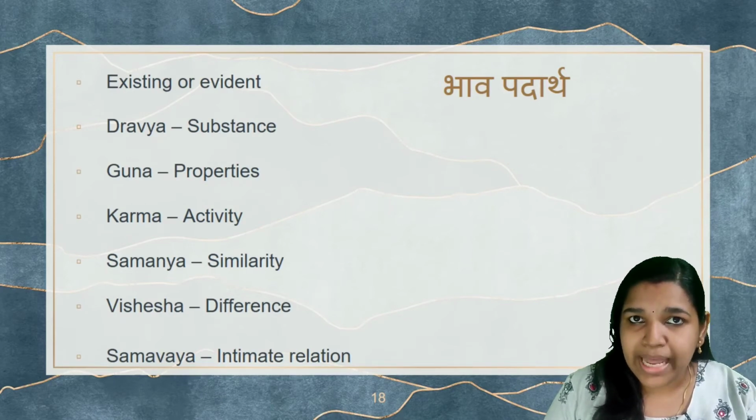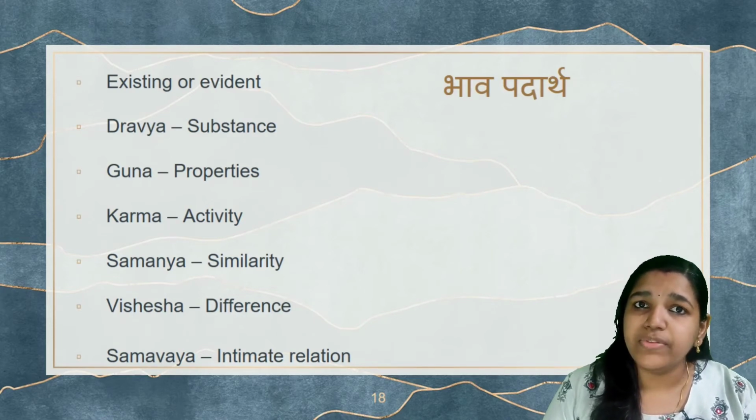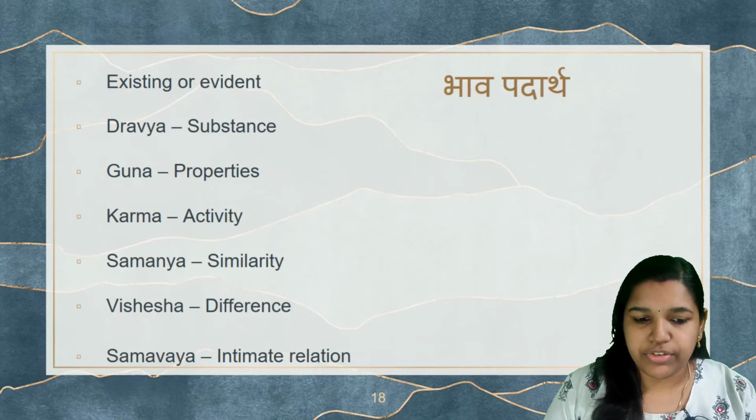Samanya means the similarity between two or more Dravyas. And Vishesha means the difference between the different Dravyas.